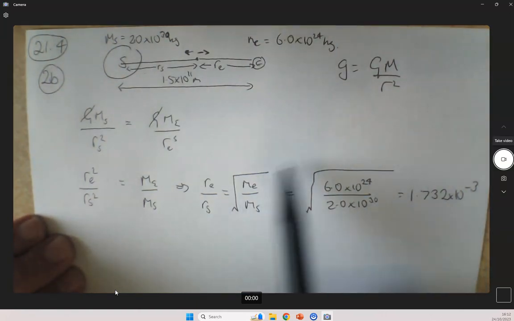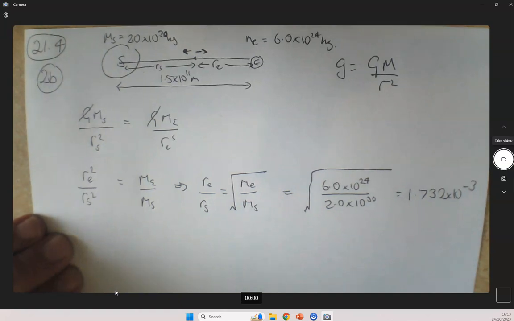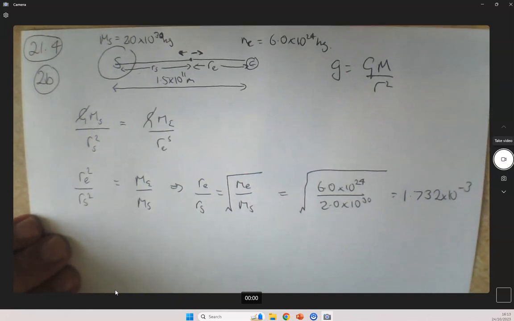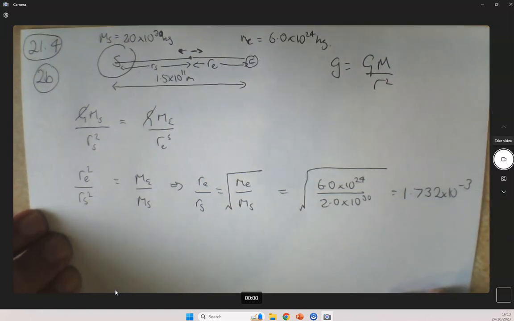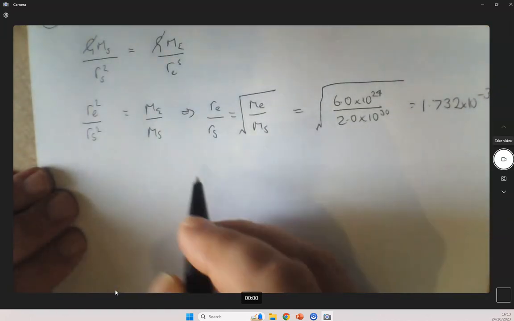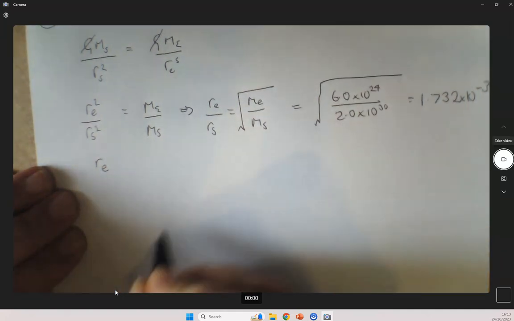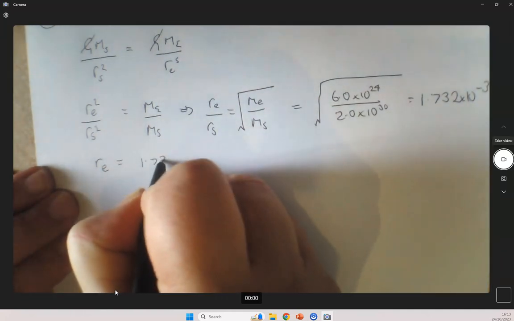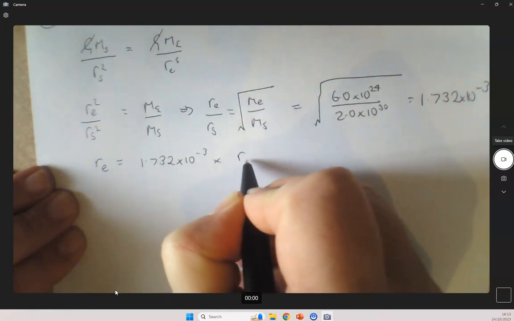Now I didn't actually have to put these numbers in at this point. I just did to make it slightly easier going forward. Strictly, or the best way to do it, would just be to keep with the algebra, because by doing this I've sort of lost some precision. Alright, now, what does this really mean? Well, that means I can write the distance from the Earth must be equal to 1.732 times 10 to the minus 3 times by the distance to the Sun.